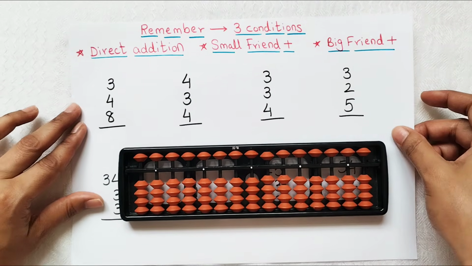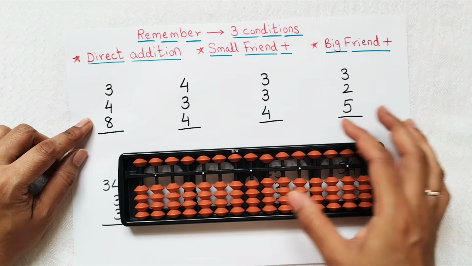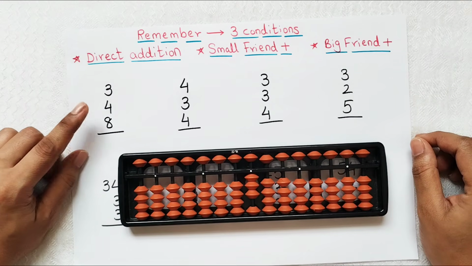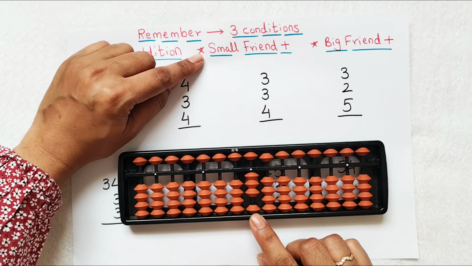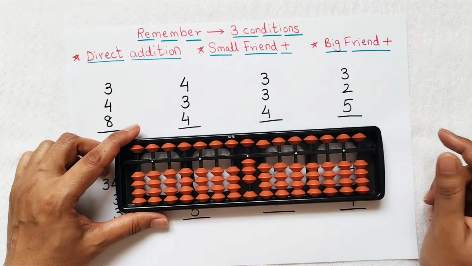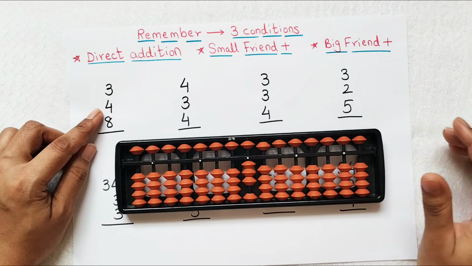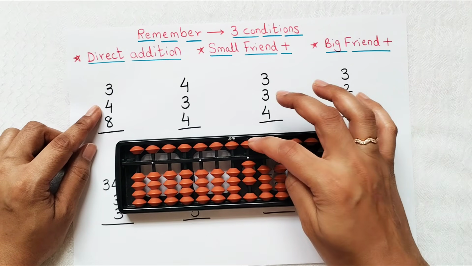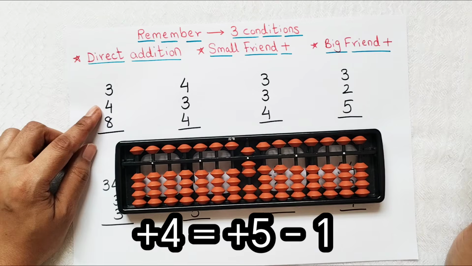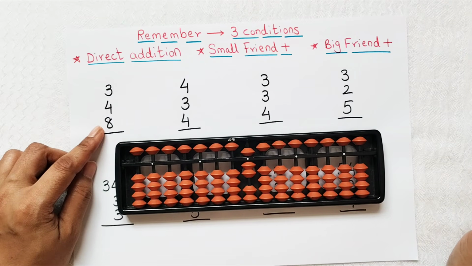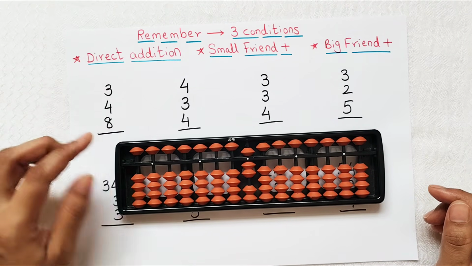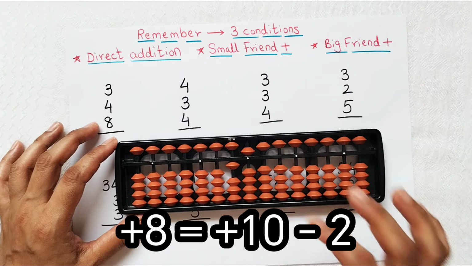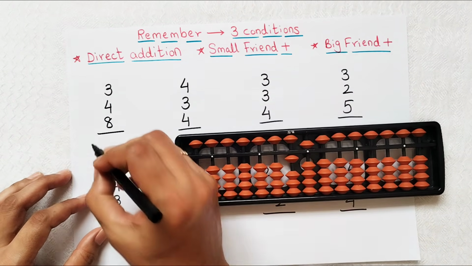Okay, the first one, 3 plus 4 plus 8. So we place the number first, 3 plus 4. Direct addition, not possible. Go for small friend. Small friend, yes, I can do it. So who's the friend of 4? 1. So add 5 less 1. Now add 8. We all know 8 is a big number. So what is the formula for big friend addition of 8? It is add 10 less 2. My answer is 15.